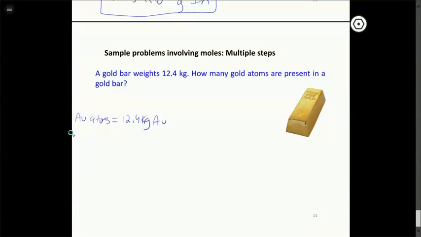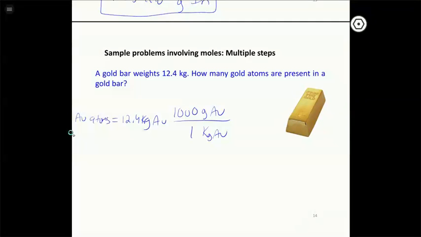So the conversion from kilograms into grams is going to be the first thing we do. If we want kilograms in the denominator, there's going to be 1,000 grams per 1 kilogram. Or you could write it as 1 gram per 10 to the minus 3 kilograms, however you prefer to think about that. But again, kilo means 1,000, so there's 1,000 grams per kilogram.